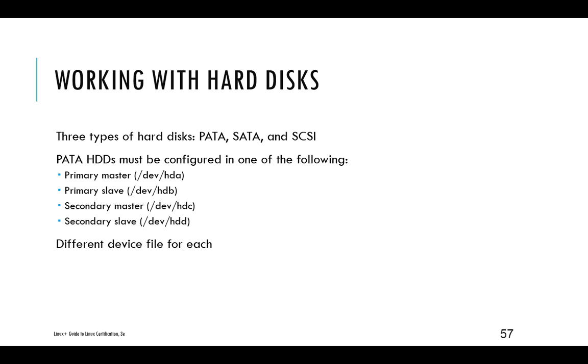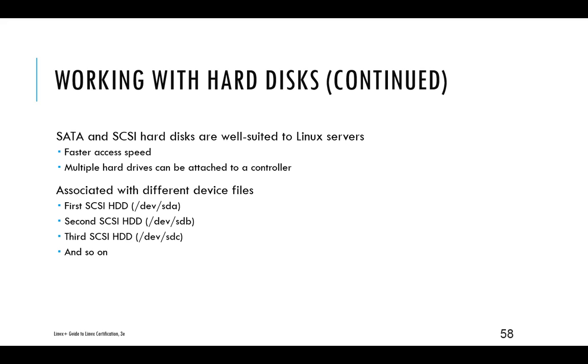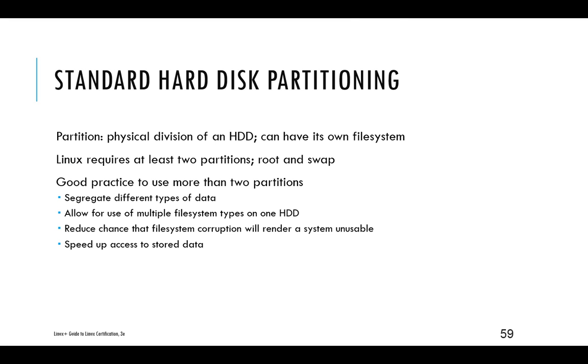There are 3 types of hard disk. We already talked about those, the PATA, SATA, and SCSI. I'm not going to go into it again. SATA and SCSI hard disks are well suited for Linux servers because they're faster, obviously, because of the throughput. Your SCSI is going to be sda. Same with your SATAs, so it can be very confusing if you have SCSI and SATA at the same time. One SCSI drive, one SATA drive.